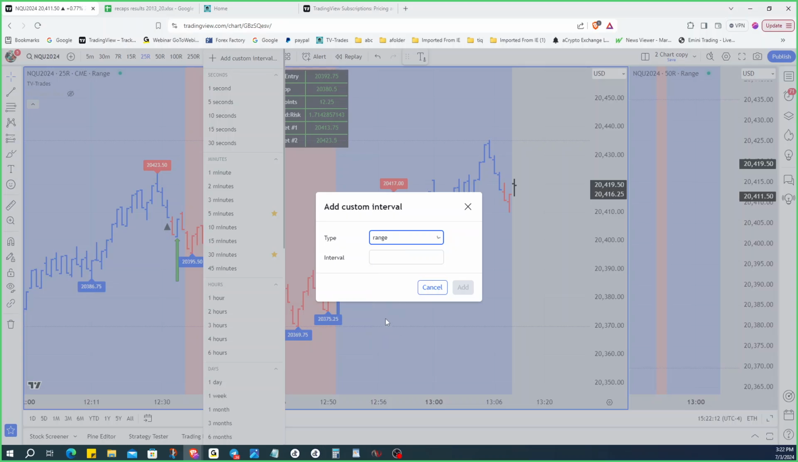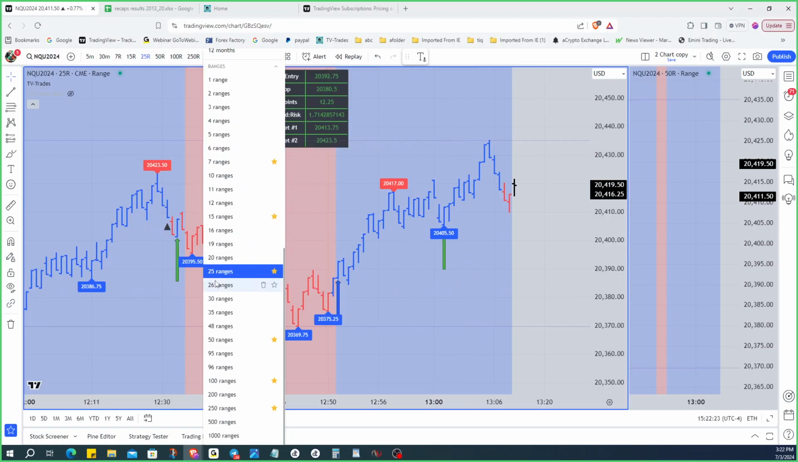We'll say range, and if I want to put, what range don't I have? Let's just say 26. I don't think I have a 26 range. Okay, say 26 range and click Add. And now I just added this 26 range in here in my list. Now, if I want to use a 26 range, this chart right here is the one that I'm on. It's a 25 range. But if I want to switch it to 26 range, then I just click on it.